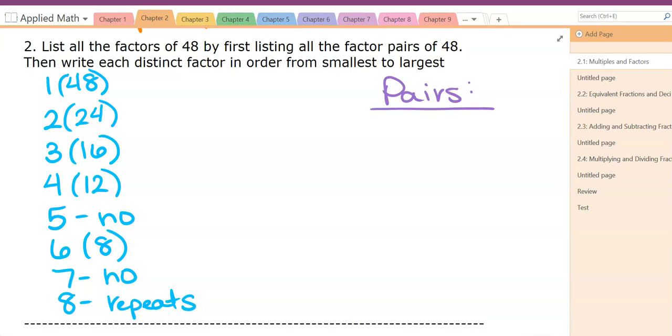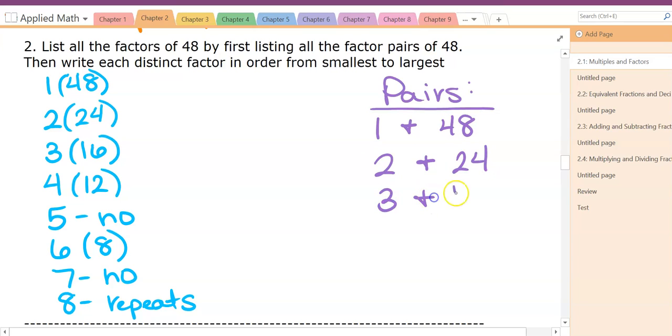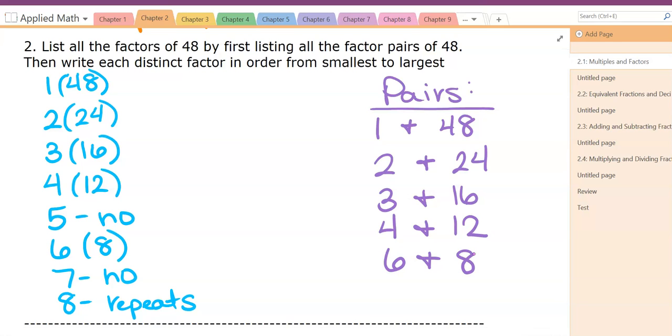That's where you stop. So your pairs should have been 1 and 48, 2 and 24, 3 and 16, 4 and 12, 6 and 8. Like I said, I've got 5 pairs. So there they are. All right, let's turn the page.